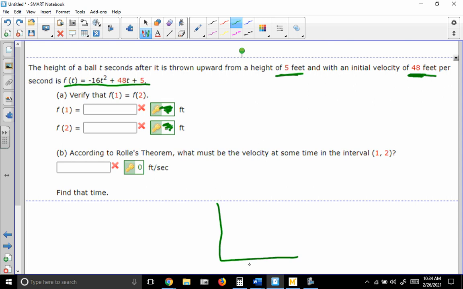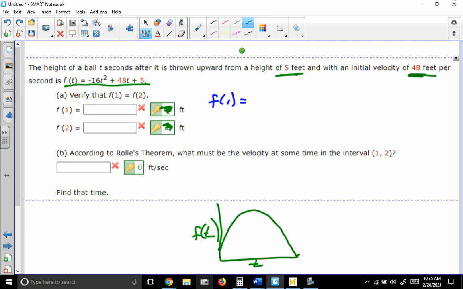So if we were to graph this function, time would be in the horizontal direction. F, which stands for its height, is in the y direction. So notice when time is 0, we would be at 5, and the ball would go up. This is being thrown upward, and at some point it's probably going to come down. So they want us to verify that when t is 1 and when t is 2, they're at the same height. So how do we do that?